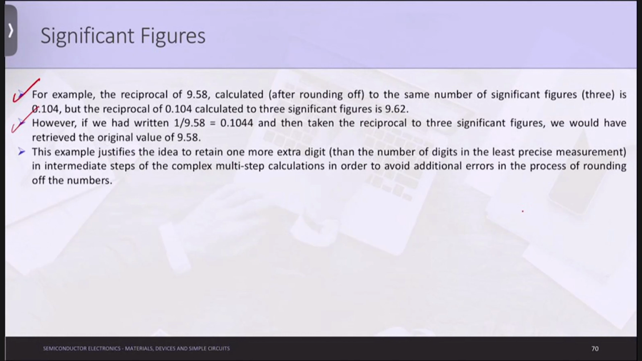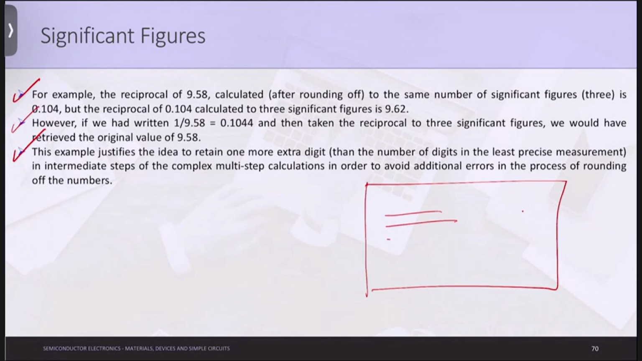This example justifies the idea to retain one more extra digit than the number of digits in the least precise measurement in intermediate steps of a complex multi-step calculation, in order to avoid additional errors in the process of rounding off the numbers. So what they are trying to say is, let us say we have a complete solution to be made in which there are, let's say, 3 to 4 steps. This is step 1, step 2, step 3, step 4, step 5, step 6, right?